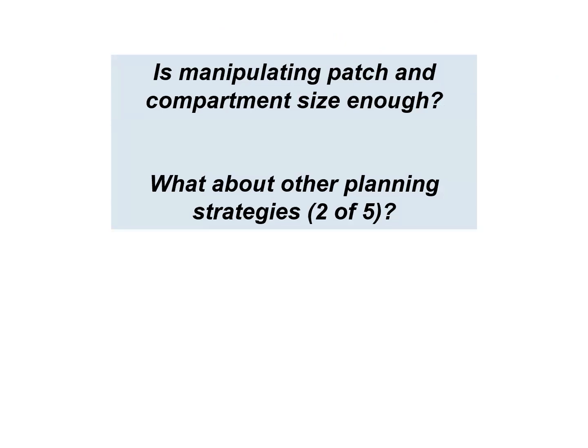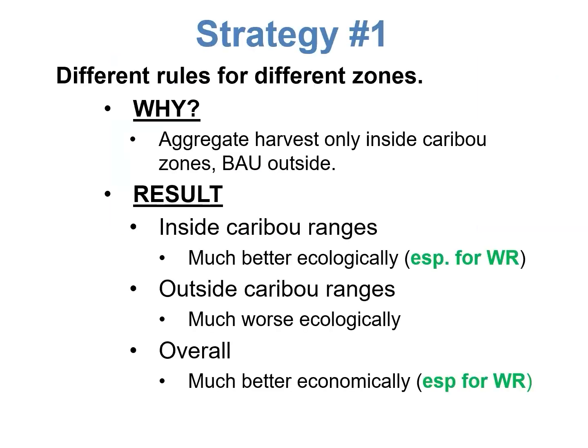So we still manipulated other things in the model in terms of patch size, and I'm only going to show you 2 of the strategies that we tested here. Number 1 is that we zoned the landscape. We used the Caribou ranges and outside. In this case, for example, we did the aggregated harvesting inside the Caribou range, and there was business as usual outside. So patch sizes weren't relevant. It could just go find wood.